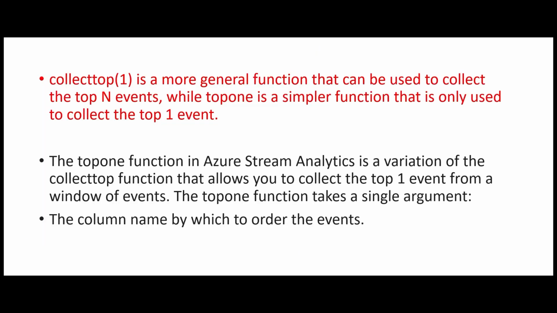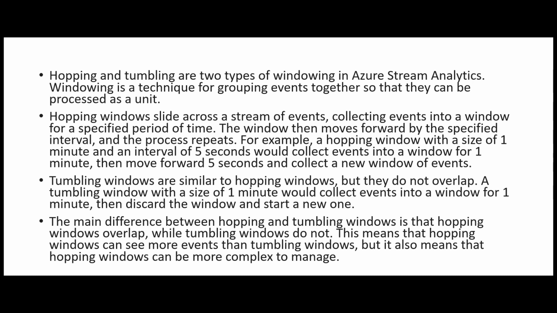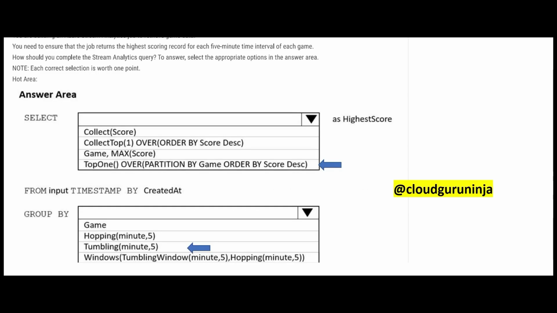Now if you have questions on why not collect top, this is the justification for it, and you can pause and read this carefully. There we have explained hopping windows, tumbling windows, and the main difference between these two types of windows. So we would lock this answer. This is our final answer. I hope you understood the concept behind arriving at these answers.